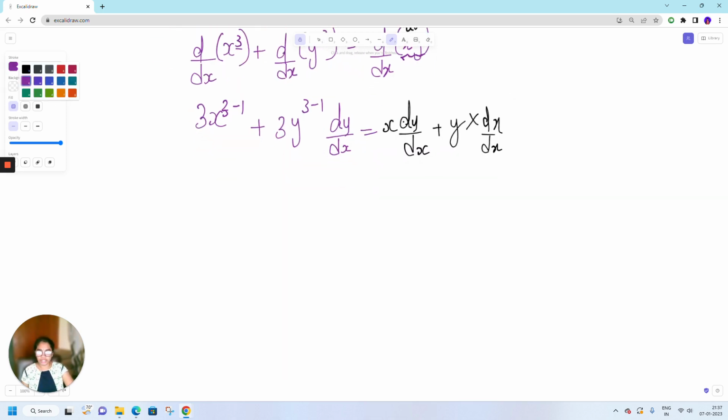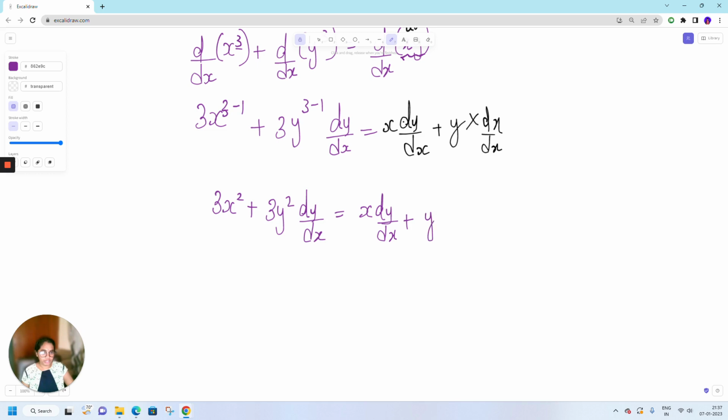I'll just simplify the LHS. LHS would be 3x square plus 3y square dy by dx. This is equal to x dy by dx plus y into 1, right? dx by dx is 1, because in place of n I have 1; substitute in the formula and you would get 1.